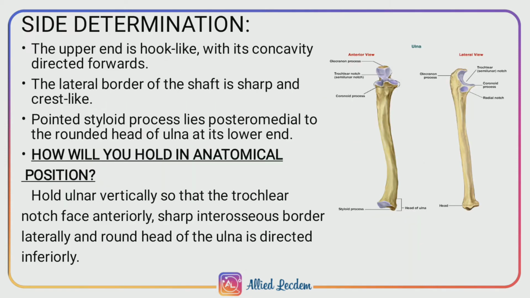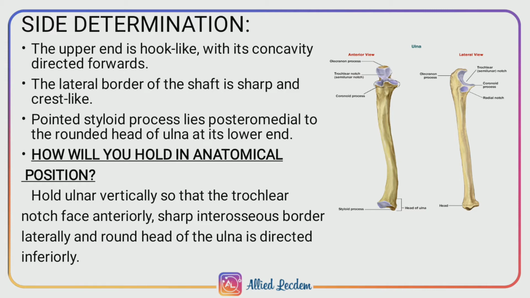Next, we'll see the side determination of the ulnar bone. The upper end is hook-like with its concavity directed forward, whereas the lateral border of the shaft is sharp and crest-like, whereas the pointed styloid process lies posterior-medial to the rounded head of the ulna at its lower end. In simple terms, for side determination, the expanded irregular hook-like end should be directed upwards, the concavity of the trochlear notch should face anteriorly, and the sharp interosseous border should be directed laterally.